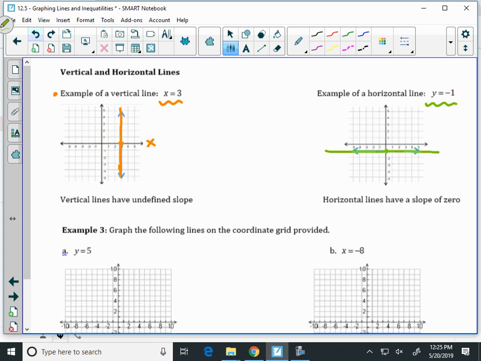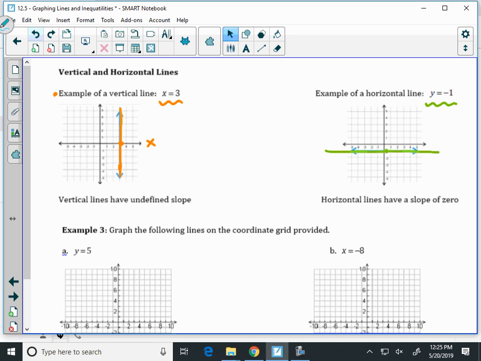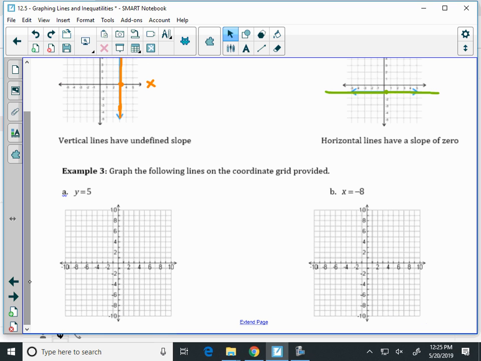If you went vertically, you are touching every single y value if you go vertically. Okay, we only want to touch one y value, and that's -1. Questions over there? Maybe we talked about that in geometry, but it's good to review.